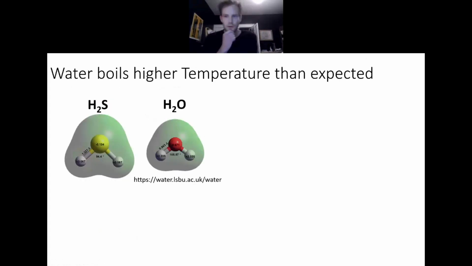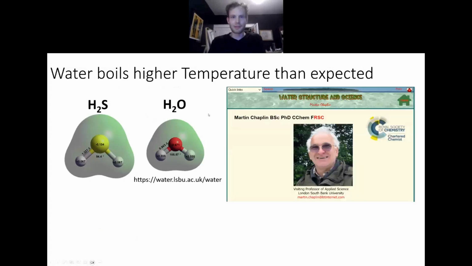Water is really common to us, and I didn't think too much about it for a long time, but it's one of the most anomalous chemicals that doesn't fit the typical models we've come across. I take a lot of this information from a website maintained by Dr. Martin Chaplin at London South Bank University. Highly recommend checking him out. He's curated some 4,500 plus water references over the years and put together some really cool stories.